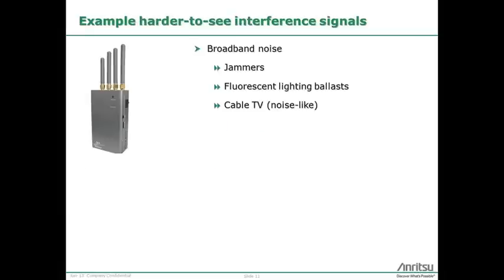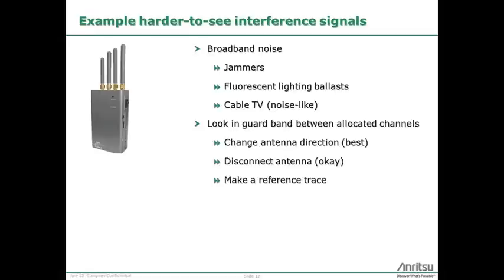Now let's look at some harder to see signals. Broadband noise or noise-like signals like jammers. There's a picture of a jammer off the internet. Fluorescent lighting ballasts can create quite a bit of noise, which can be quite problematic, especially if there are thousands of them installed in a building. And cable TV is not noise, but it's noise-like because it's a broadband spectrum.